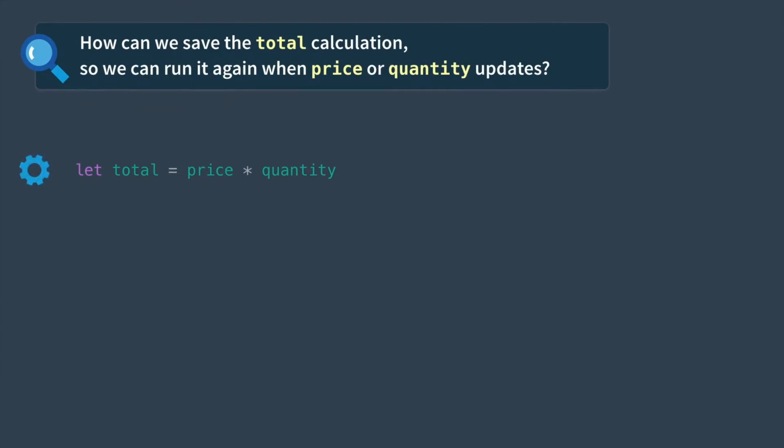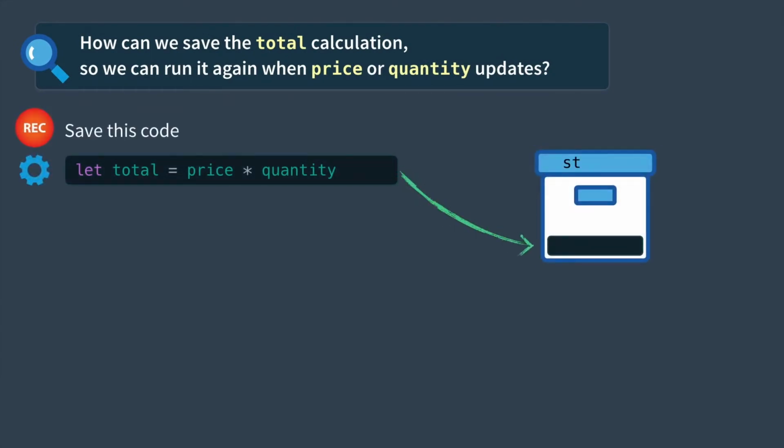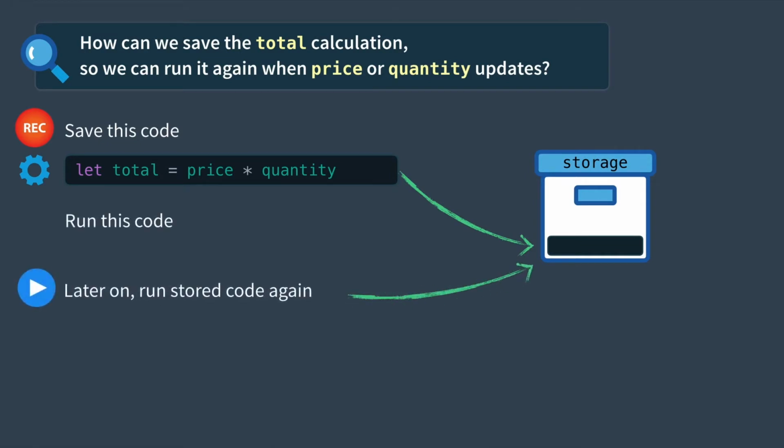This piece of code, we want to be able to save it in some sort of storage. Then we need to run it. And then later on, we want to run this stored code again. And we might have more than one piece of stored functionality.